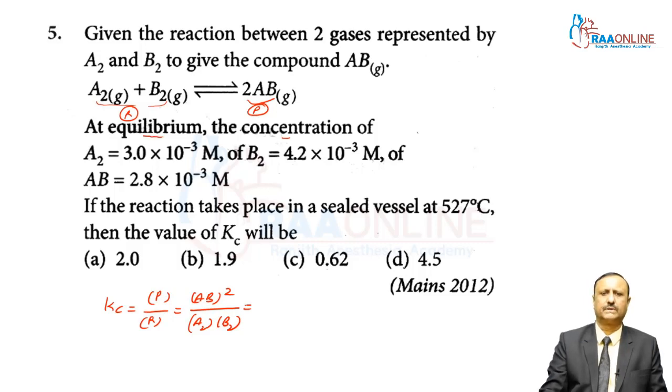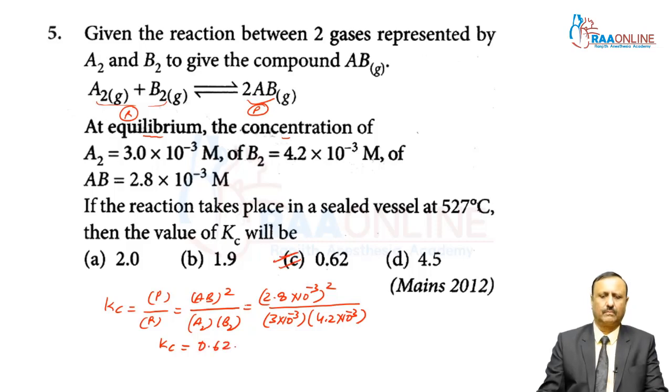So, you can directly put these values: 2.8 into 10 to the power minus 3, whole squared, upon A2 is 3 into 10 to the power minus 3, B2 is 4.2 into 10 to the power minus 3. So, my dear students, when you put the values and divide this equation, then you can get the answer C, that is 0.62. Now, my dear students, you can see here question number 6.